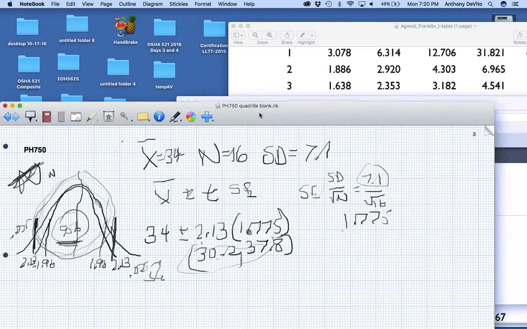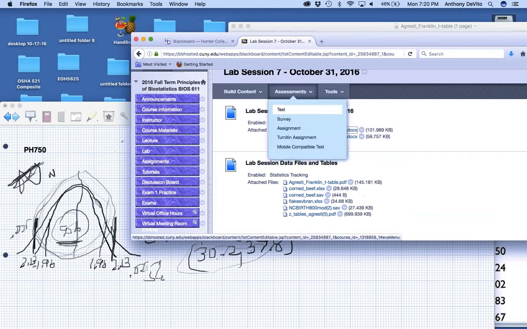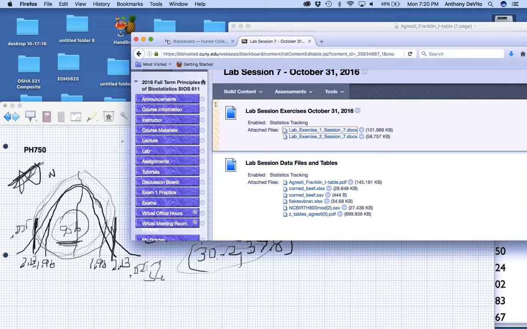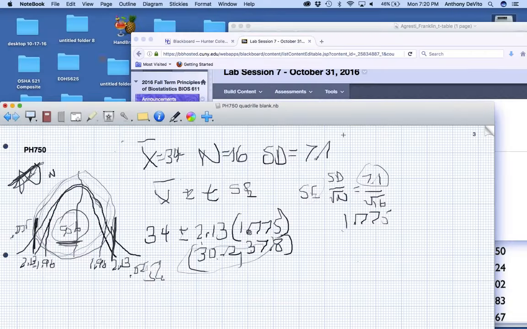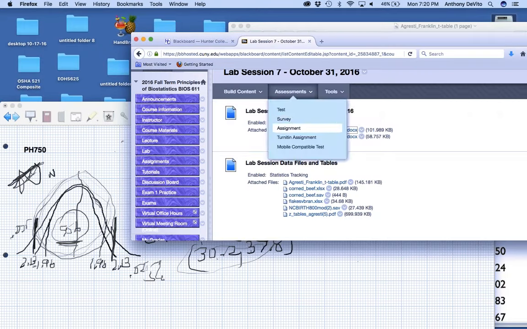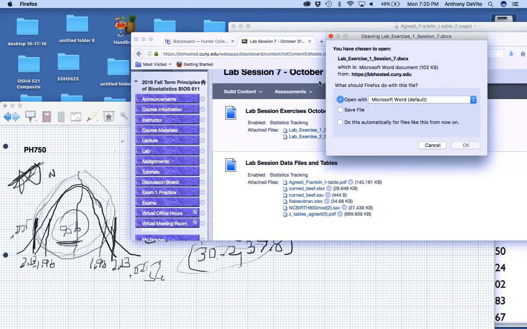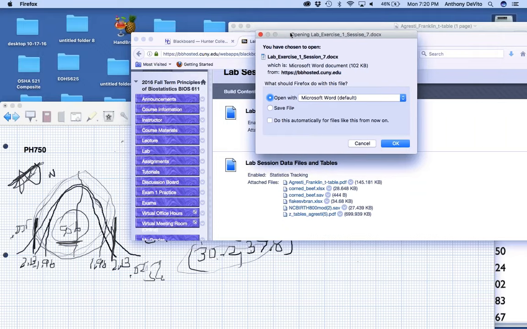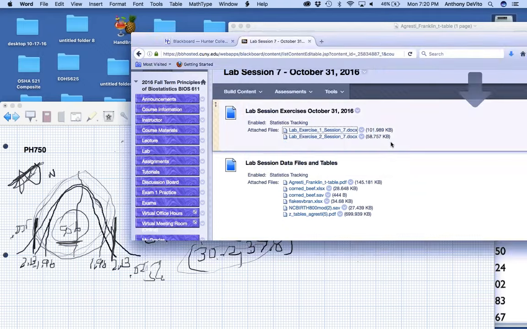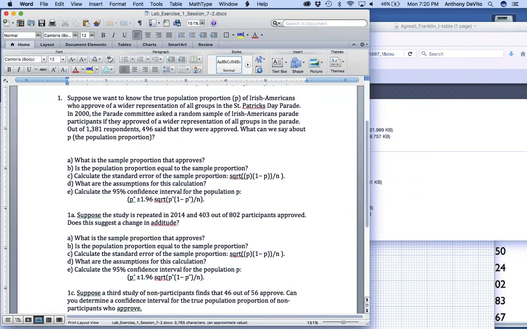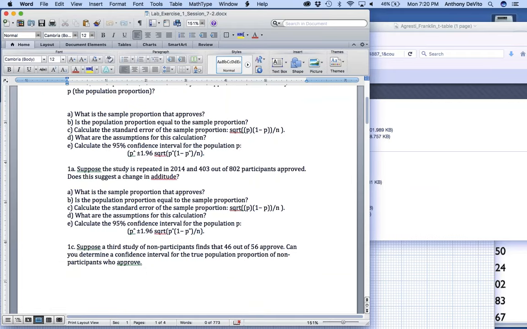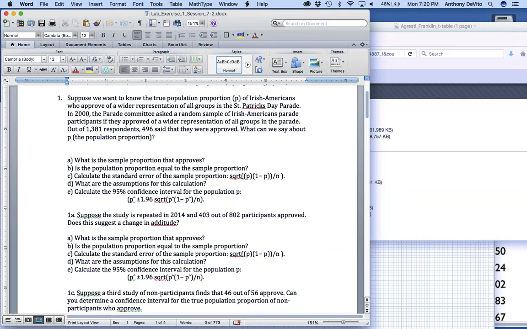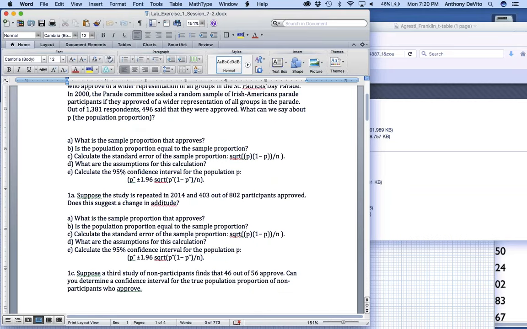Okay, so I'm going to look up one of these problems, and let me see if I can't get it back. I lost that Word document, so I'll reopen it. Yeah, go ahead. Okay, so let's take a look at this. Okay, I'm just going to do the first part here.